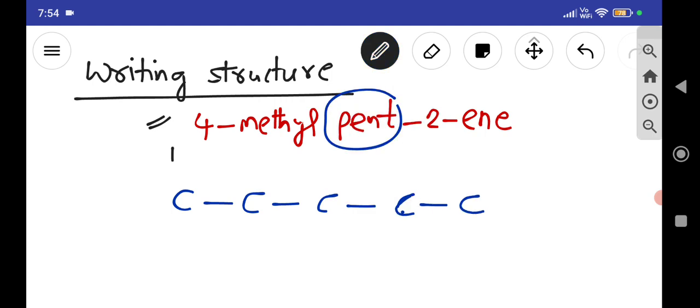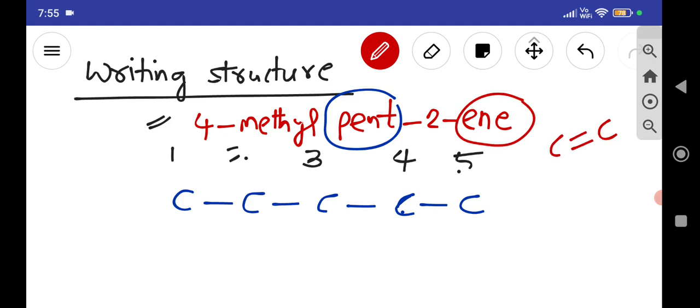So let us take from left to right, you take numbering as 1, 2, 3, 4, 5. Then observe the primary suffix, that means a bonding between the carbons. Because ENE is mentioned at second carbon, you have to write a double bond between 2 and 3. So this is your double bond.